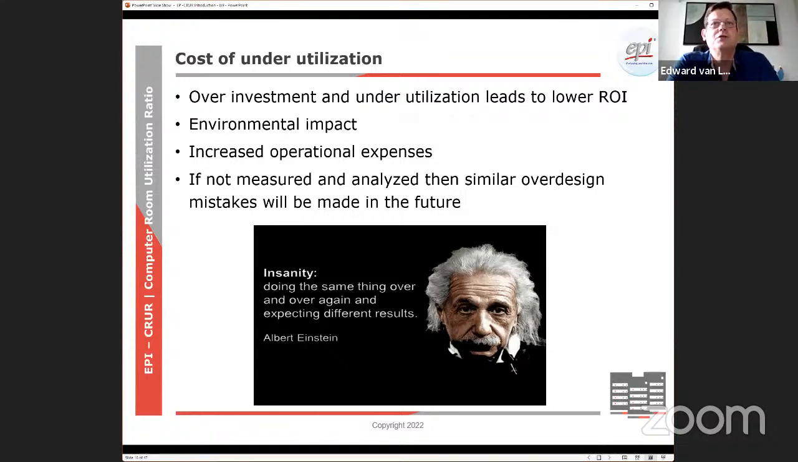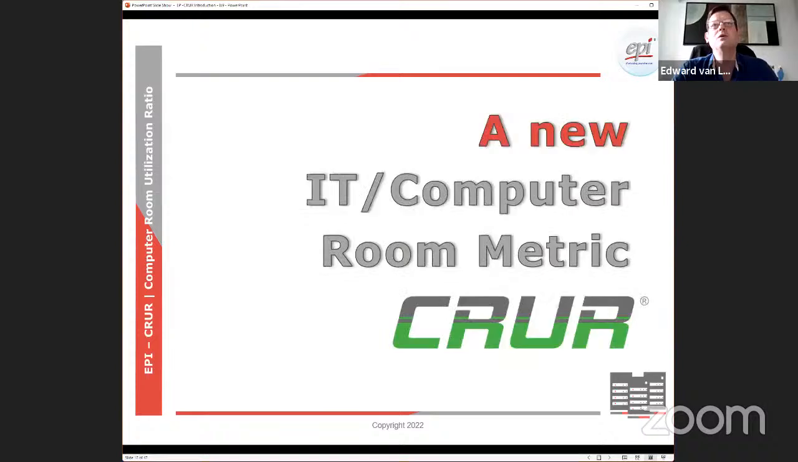Einstein said it once so fantastically by defining the word insanity. Insanity is like being totally crazy, right? And he said, you are totally crazy if you try to do the same thing over and over again and expect different results. And that is what we see in the data center. We keep over-designing without looking back. So because of all that, we said, what can we do to make customers and the industry aware that there is a metric that can help them to reduce it?